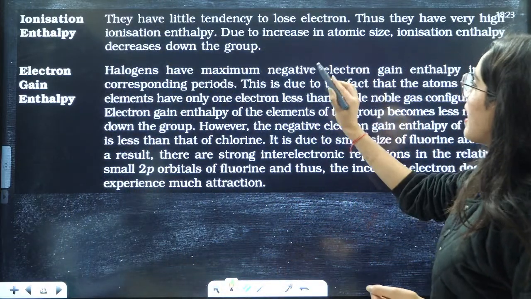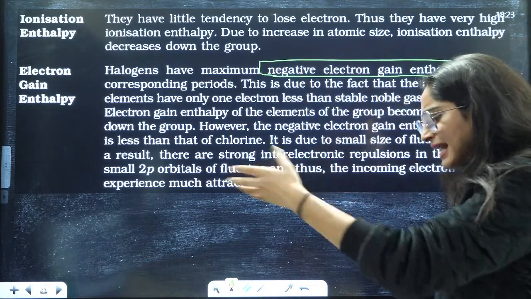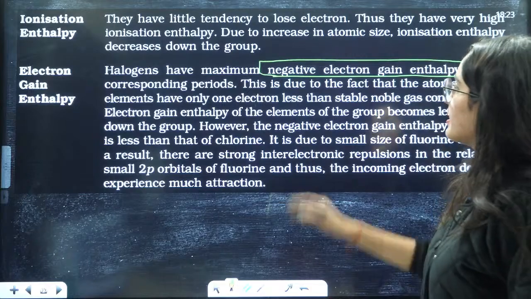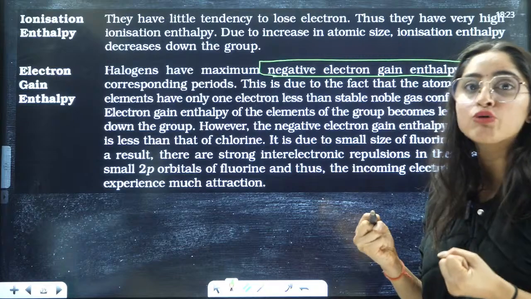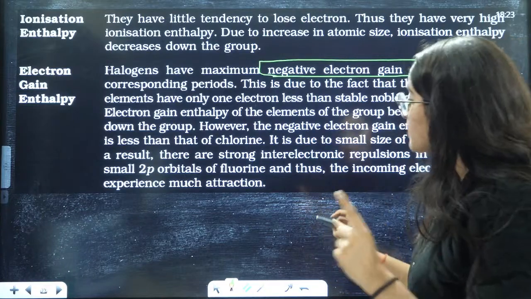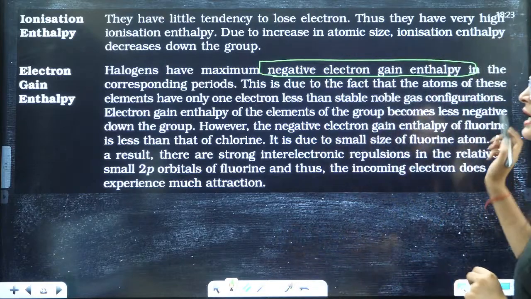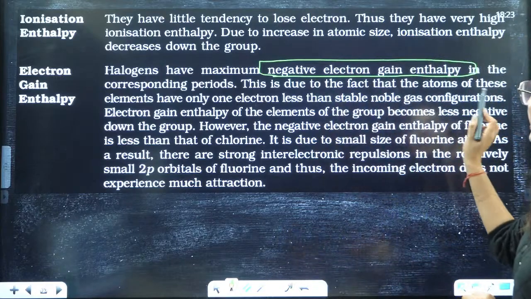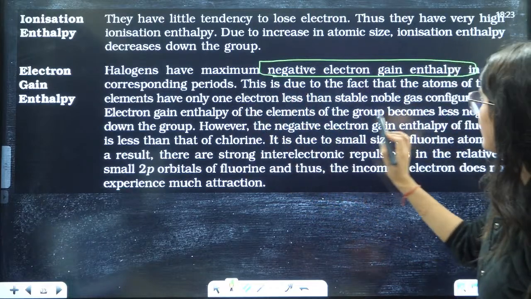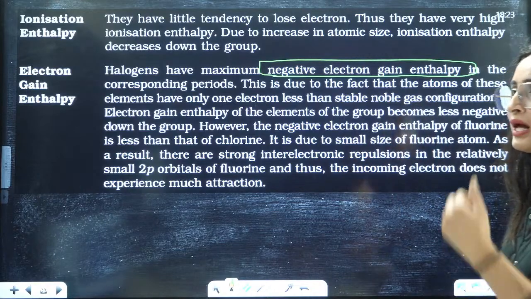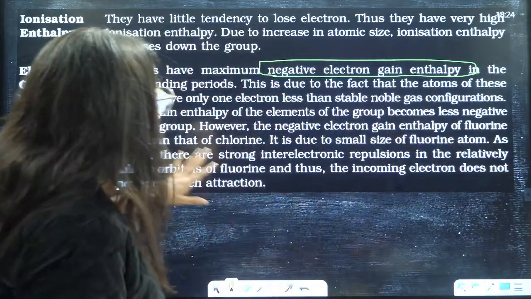So halogens have maximum negative electron gain enthalpy. They are like, I am crazy to gain the electron. They have maximum tendency, maximum affinity to gain the electron. That is why the electron affinity is positive and the electron gain enthalpy is negative here. In the corresponding period, this is because to complete their octet with one electron, they will become a noble gas. Electron gain enthalpy of elements will become less negative down the group. This whole thing we have talked about.